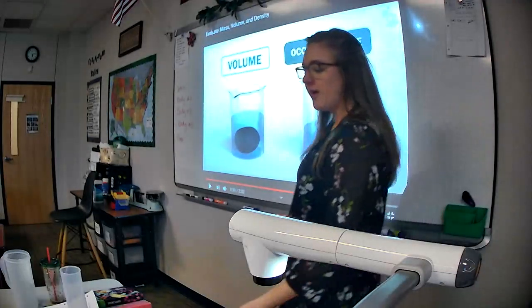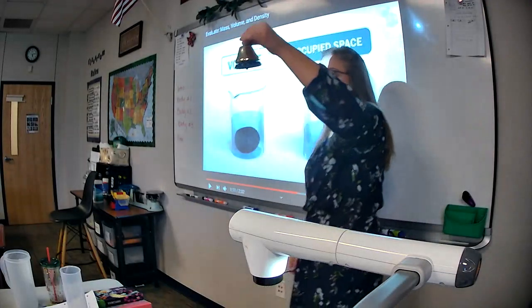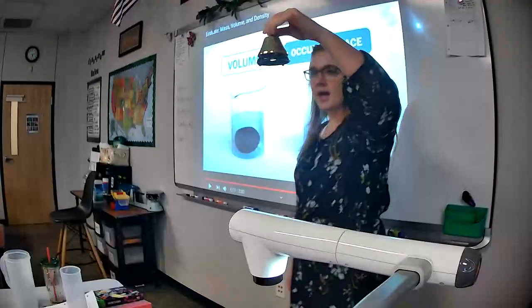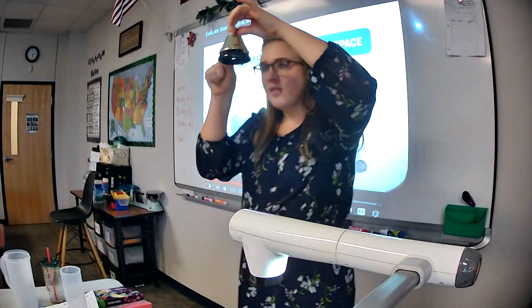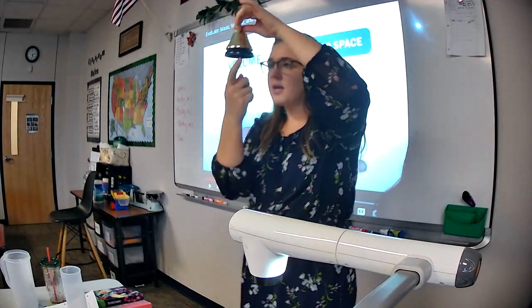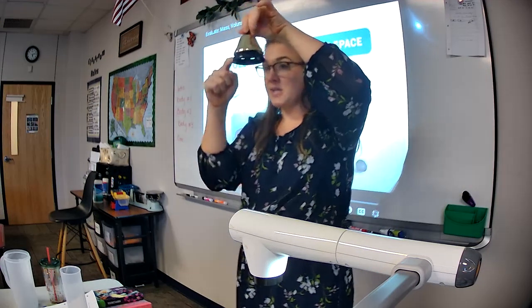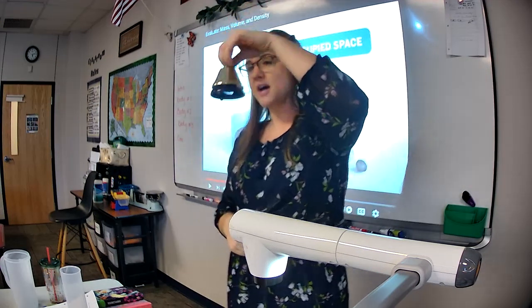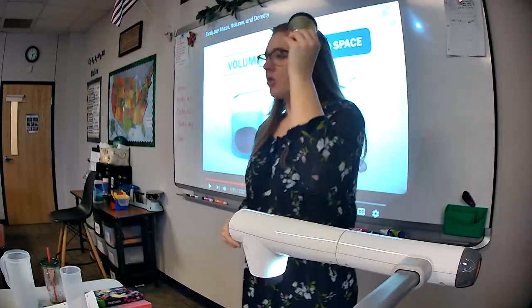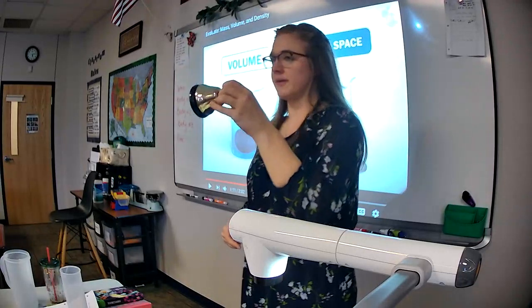But what do you do when you have an irregular sized object, like this? There is no way I could take a ruler and measure the height and the width here and here. Well, plus there's space on the inside of here. It's not a solid object. So that would be an incredible pain to try and find the volume of this, right?